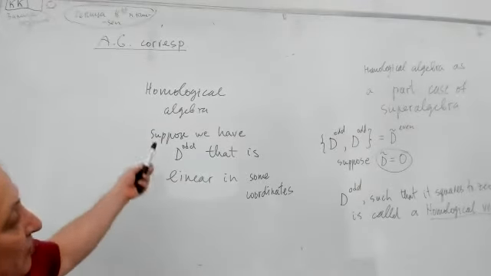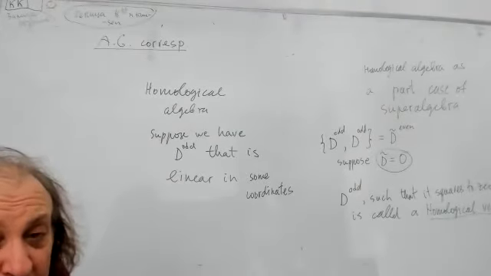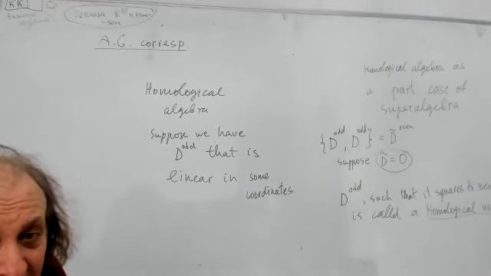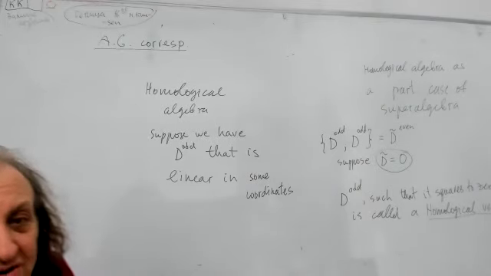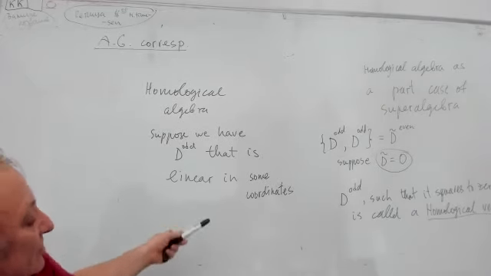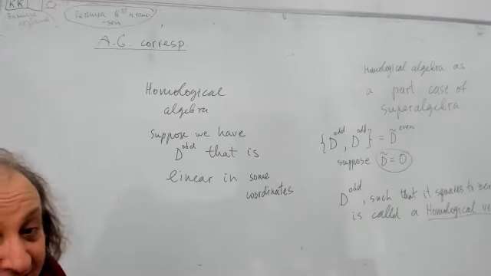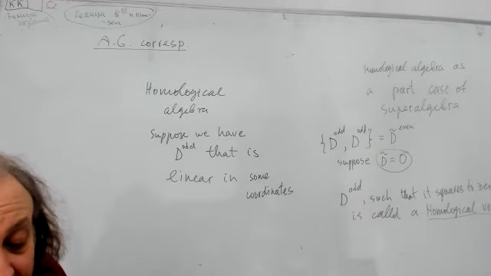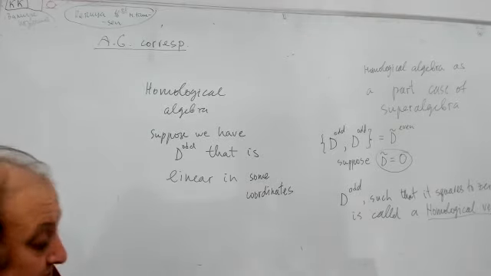When I say this, so before, there were no coordinates involved, okay? The only structure was Z2 grading. But here we say that d odd is linear in some coordinates. So you may ask, what does it mean, linear in some coordinates?